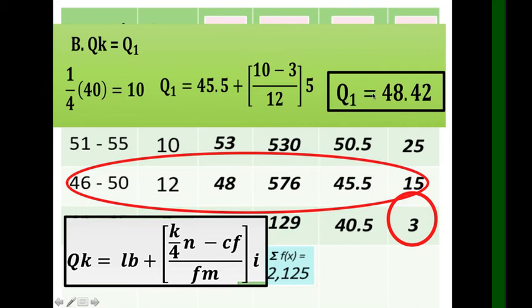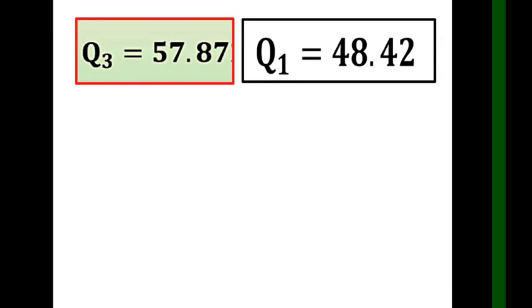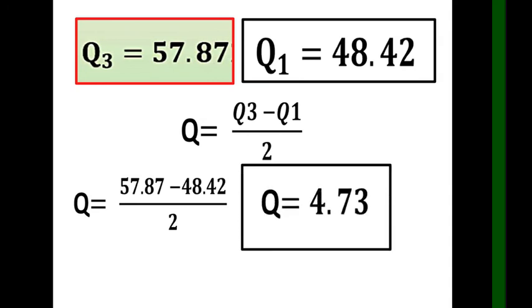So we're done with Q3 and Q1. We can now solve the quartile deviation. So this is Q3 and this is our answer for Q1. For the quartile deviation or Q, we have a formula Q3 minus Q1 divided by 2. And we have 57.87 minus 48.42, and you will divide by 2 and you will get Q equals 4.73. So we're done with Q.